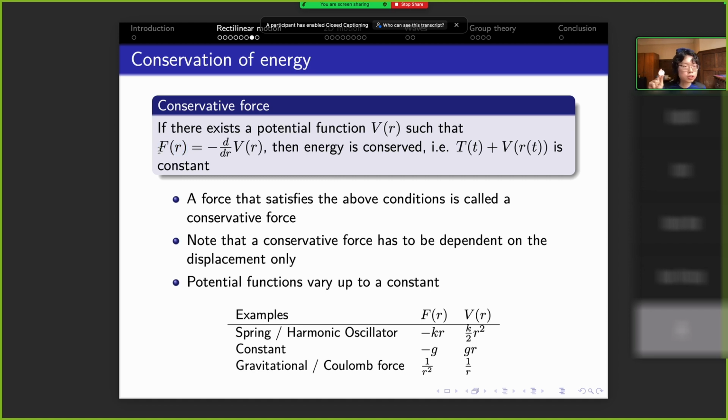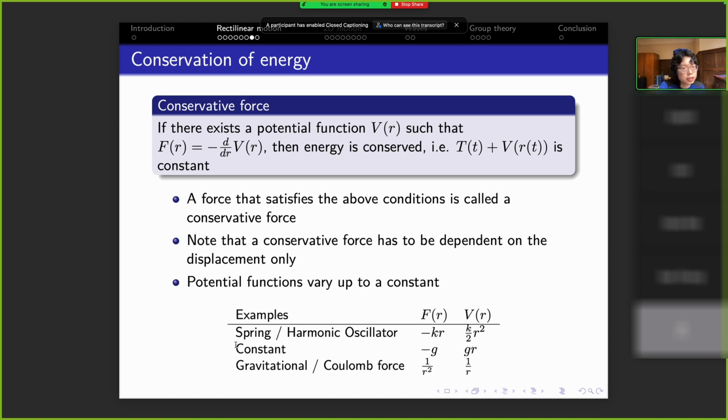Another way of putting it is that if I know the position, then I know the force that it's experiencing. It doesn't depend on time explicitly. I don't need to care about what time we're at right now. There are actually a lot of very nice examples of conservative forces, and again, the idea is that they're all only dependent on position.